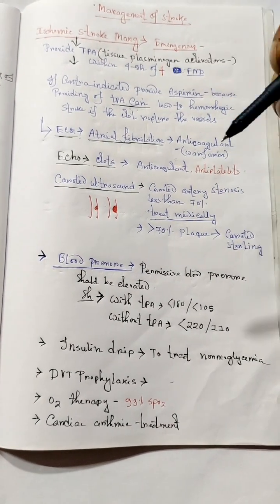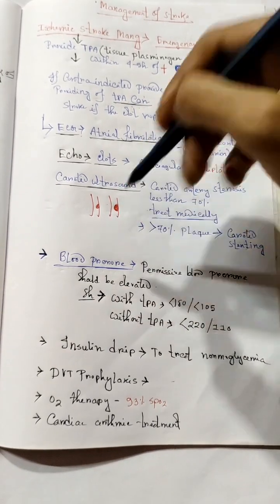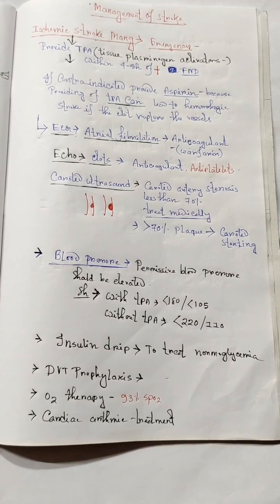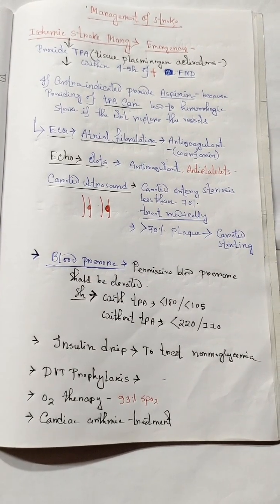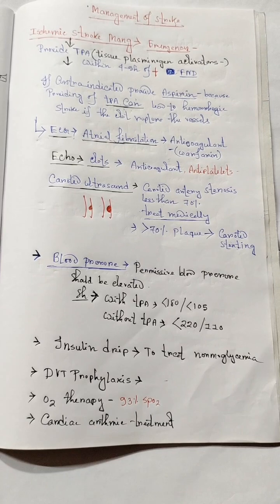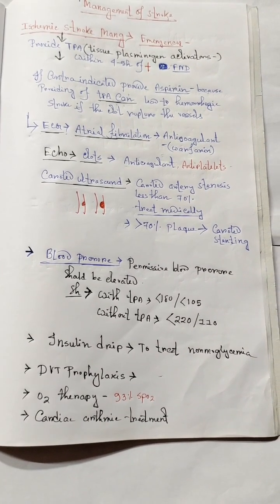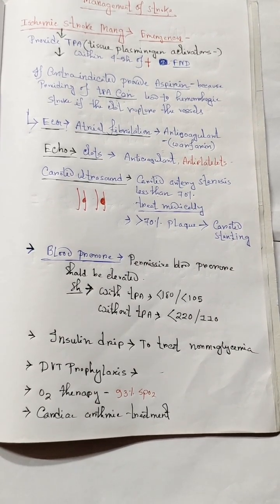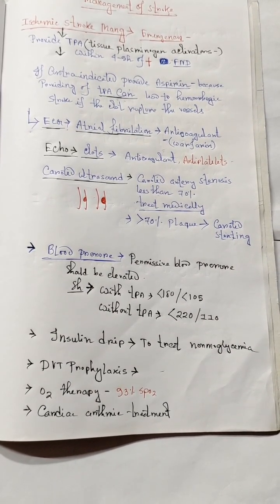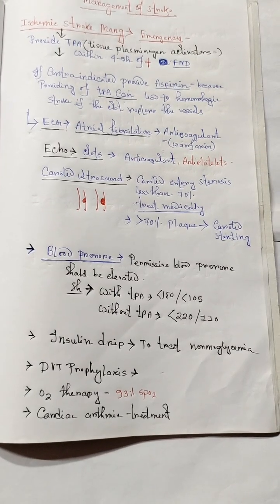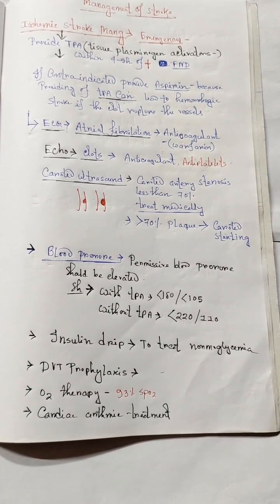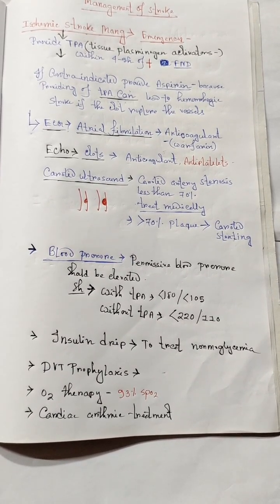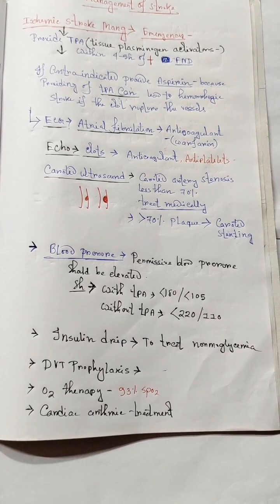okay? And then here you have to remember one thing, that ischemic stroke mainly occurs because of lack of blood supply, okay? So what you have to do is maintain, and sometimes you may have to increase, the BP. That is called permissive hypertension: the blood pressure should be elevated and should be stabilized. Because if you reduce the patient's blood pressure, what will happen? The blood reaching the brain will become even more restricted, right?